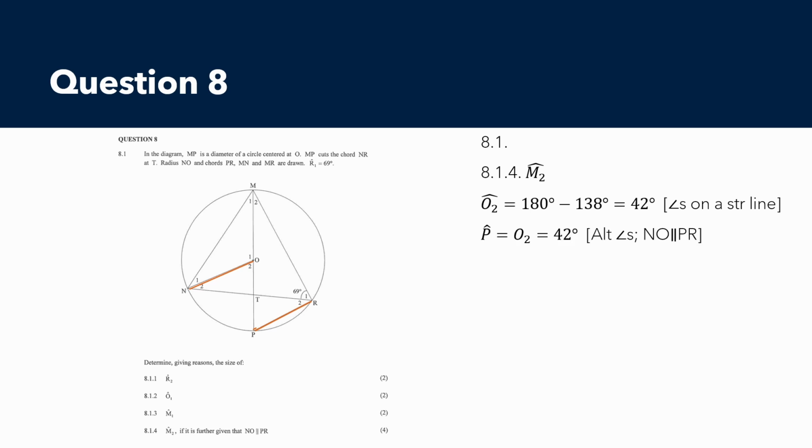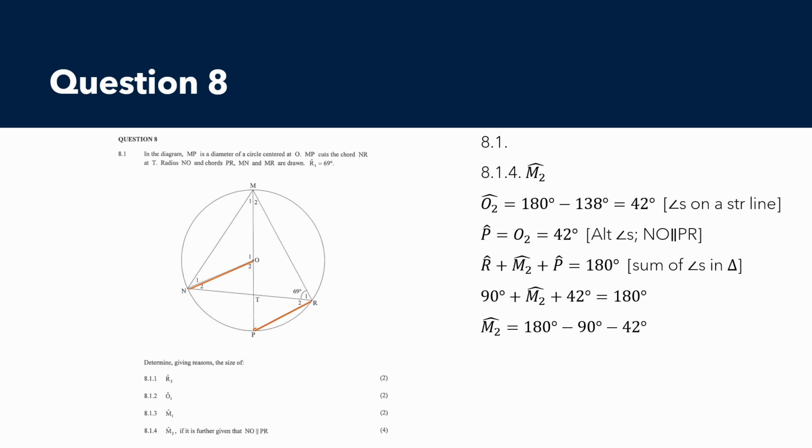And I went on to say angle P is equal to angle O2, and they're both equal to 42 degrees. Alternate angles, NO is parallel to PR. And I went on to say angle R plus angle M2 plus angle P sum up to give me 180 degrees. Reason: sum of angles in a triangle. Substituting in everything that I know, 90 degrees plus angle M2 plus 42 degrees is equal to 180 degrees. Angle M2 is equal to 180 degrees minus 90 degrees minus 42 degrees, and hence angle M2 is equal to 48 degrees. Pretty simple. Moving on to 8.2.